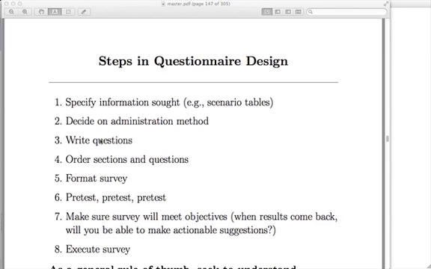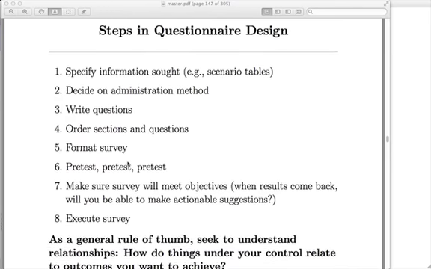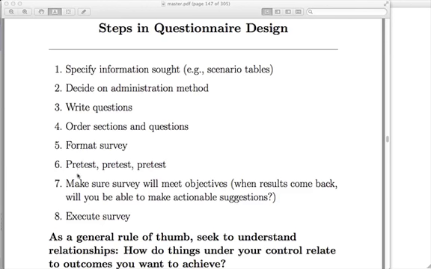Okay, next you're going to write the questions. You're going to order the sections and the questions. You'll format the survey, and then you'll pretest, then you'll pretest again, and you'll pretest again. By pretesting, what I mean is you're going to get, ideally, someone from the population itself, and get them to take that survey. If you write a question, you'll read it the way you intended to write it instead of the way it is actually written. So if you get a fresh set of eyes to look at this, it really helps.